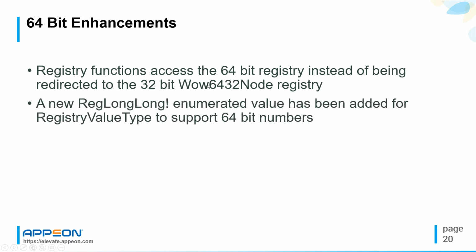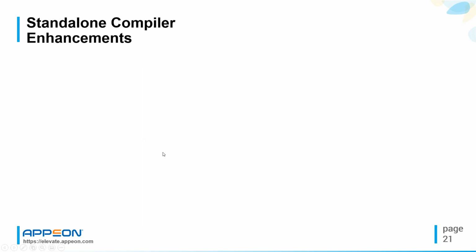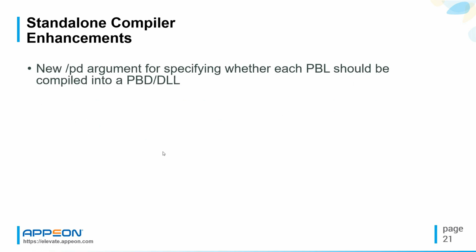Now, the 64-bit registry supports much bigger numbers than the 32-bit registry. And in order to support that, this is an enhancement, a new reg long enumerated value has been added, which supports full 64-bit numbers. And then finally, 32-bit and 64-bit applications can coexist. There's no conflict in the runtimes. You won't have a 64-bit application try to load the runtime from a 32-bit application.